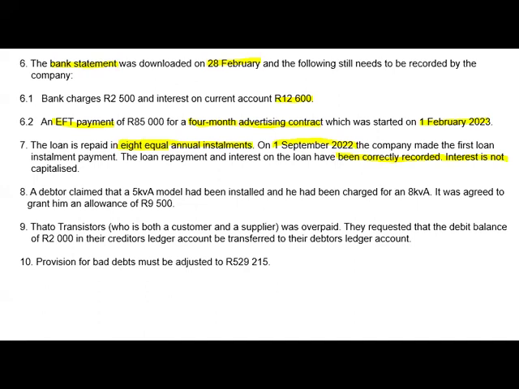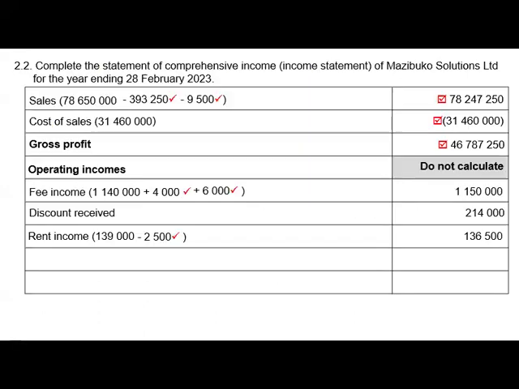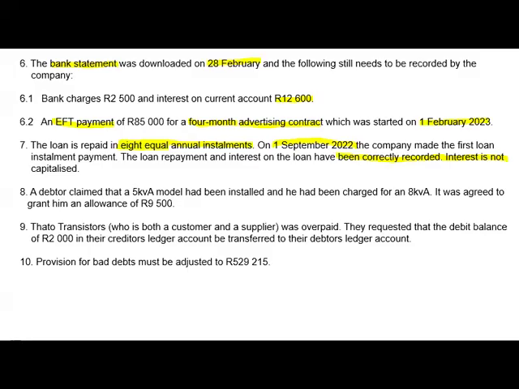Okay, it says provision for bad debts must be adjusted to 529,215. So last year's provision was overstated, so we need to bring it down. A reduction of provision is income, therefore the difference must be recorded under operating income as provision for bad debts adjustment. Okay, we good. 2 marks for that. It'll be 88,535. Okay, we're still good. All right. Okay, I'm done with these ones.